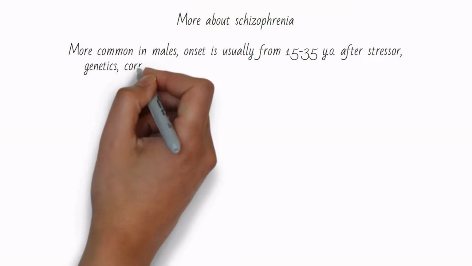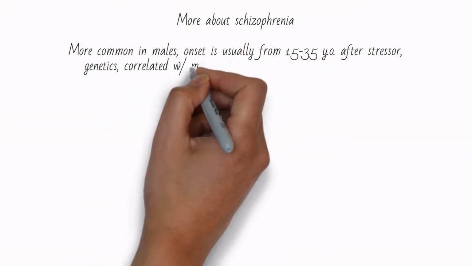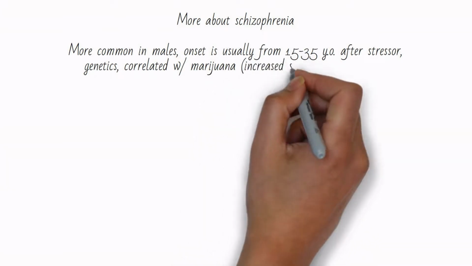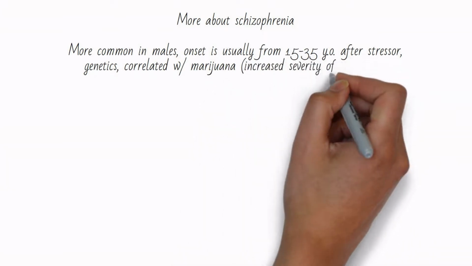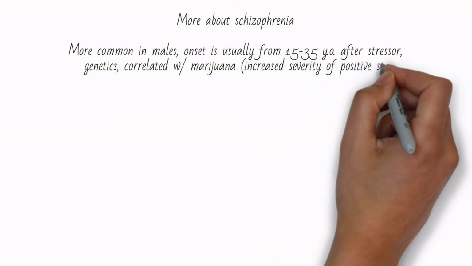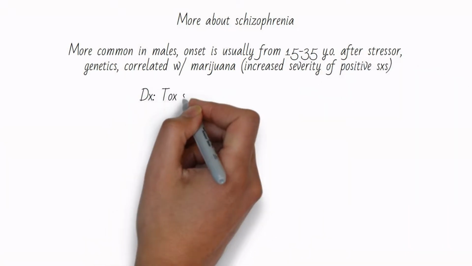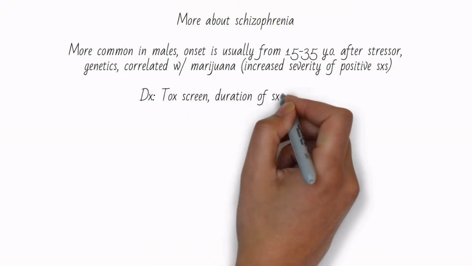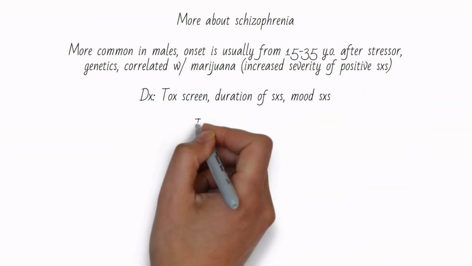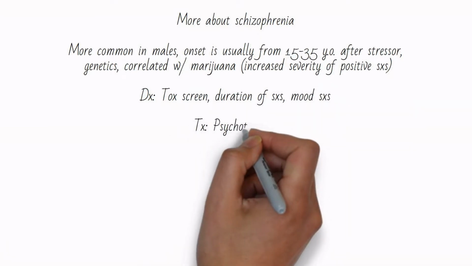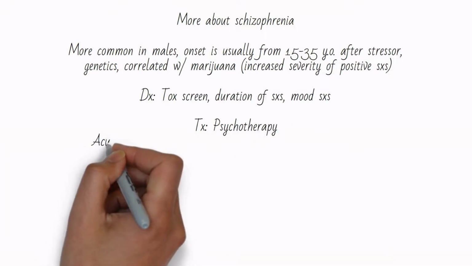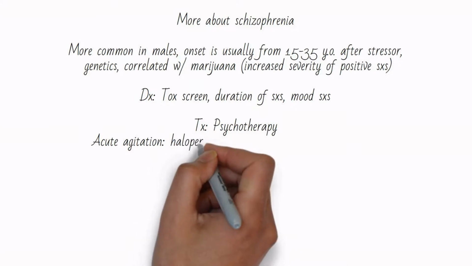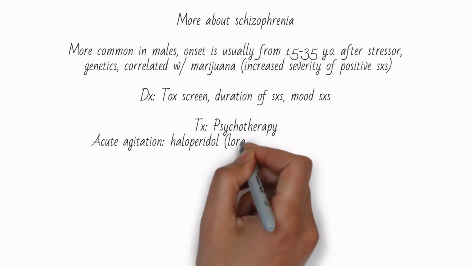Diagnosis is made by the clinical criteria described after ruling out intoxication by drug screen. Mood symptoms should be screened for, as schizophrenia with a mood disorder is called Schizoaffective Disorder and may require different treatment. Speaking of treatment, patients with schizophrenia may benefit from psychotherapy. Acutely, especially for agitation, haloperidol, possibly with lorazepam and diphenhydramine as adjuncts, may be used.